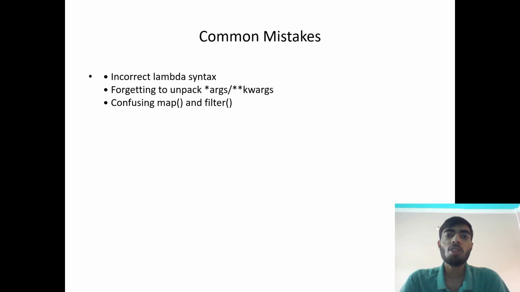Beginners often make a few common mistakes. One mistake is writing incorrect lambda syntax. Another is forgetting how args and kwargs collect arguments. Some learners also confuse map and filter. Remember that map transforms every element while filter selects only the elements that satisfy a condition. Practicing these concepts will help you avoid these mistakes.